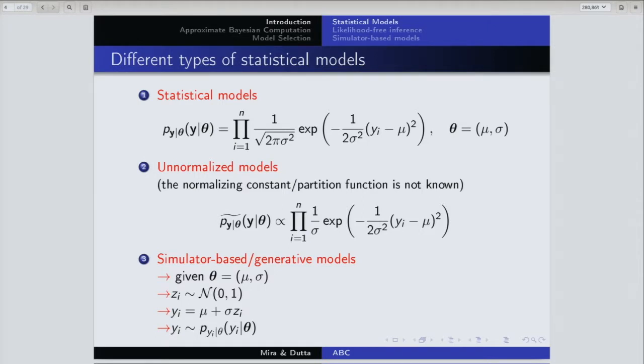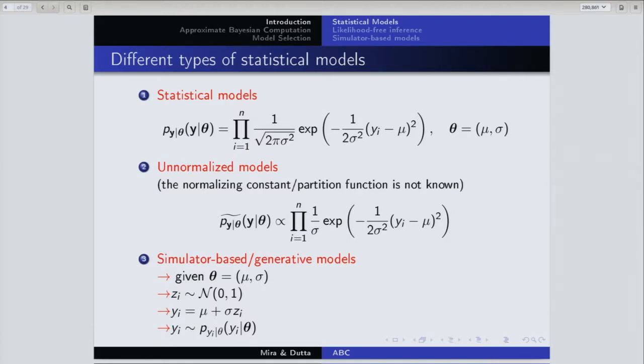Sometimes, for a more complex model, we might not know the normalizing constant of the model that we use, which is the constant that makes the distribution integrate to 1. So the model might be known up to a normalizing constant. In particular, if the model is Gaussian, the normalizing constant is 1 over square root of 2 pi, which is known for a Gaussian model, but for a more complex model, it might not be known.